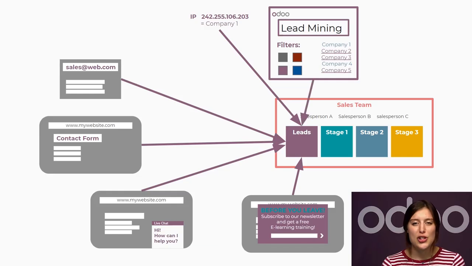It's also possible to generate a list of companies that match specific filters through Odoo. This feature is called lead mining, and we'll talk about that in depth in another video, but these leads are generated within Odoo and directly added to our CRM.